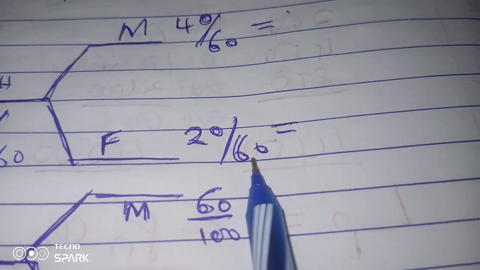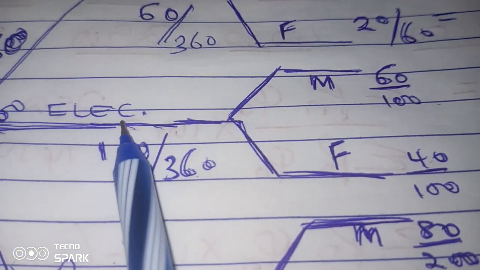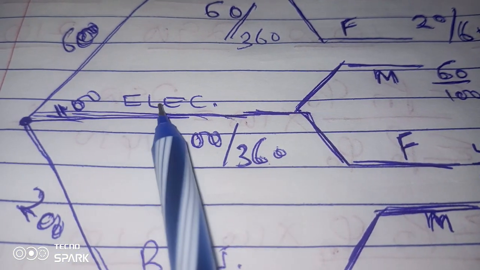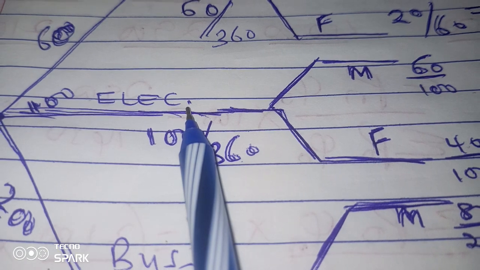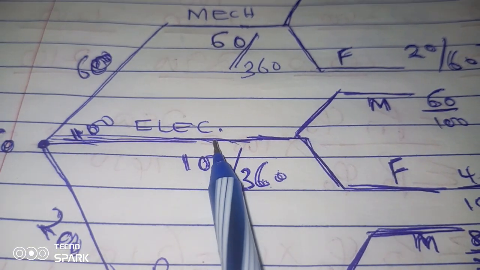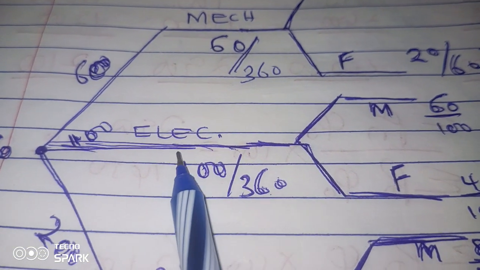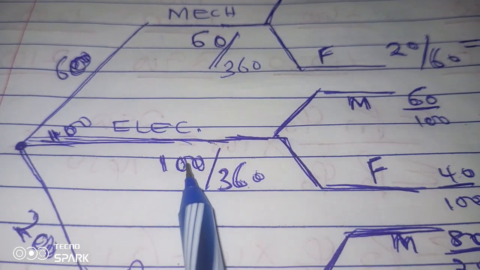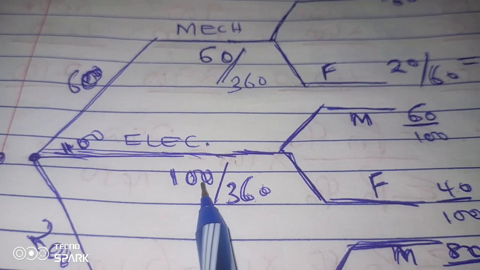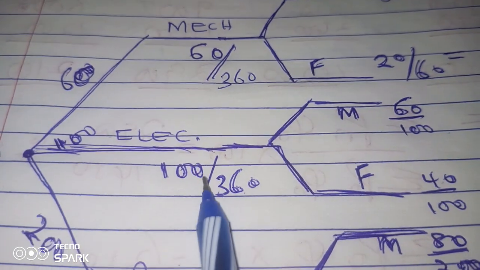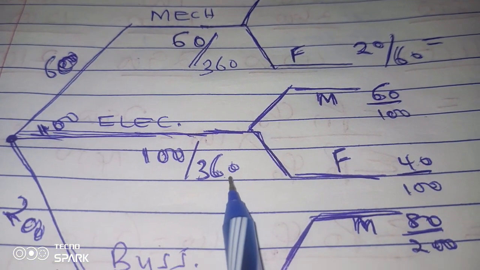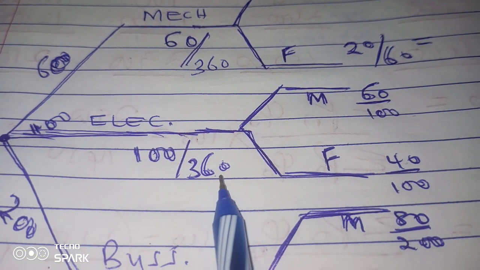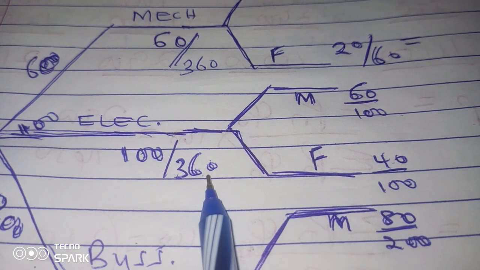All right. In the same way, we have 100 students in the electrical department. And so the probability of picking an electrical student in the whole school would be 100 electrical students divided by 360 as the total population of the college.